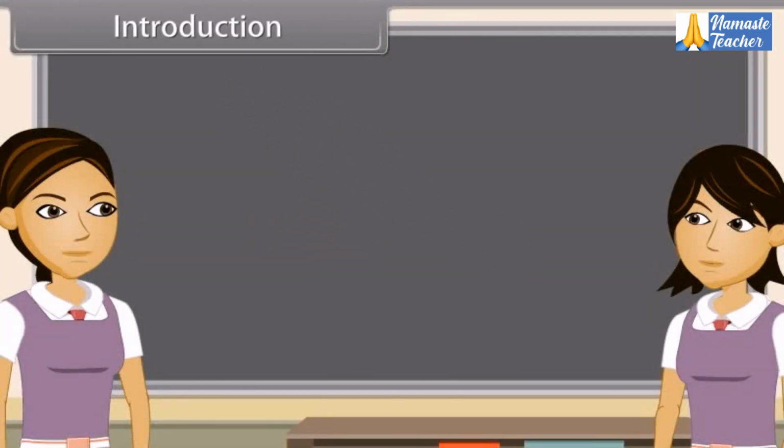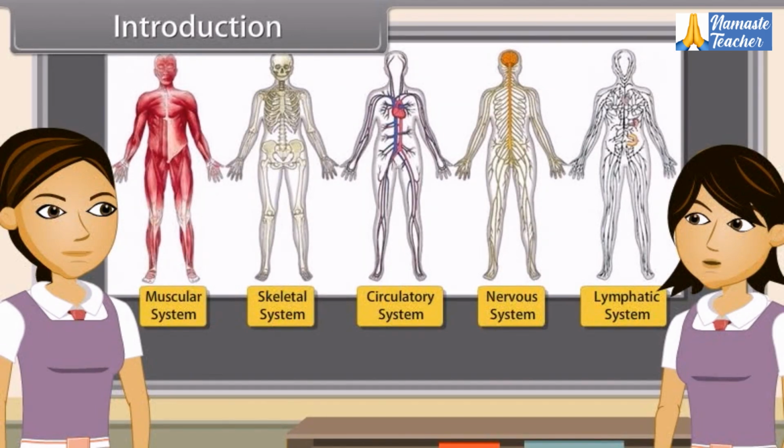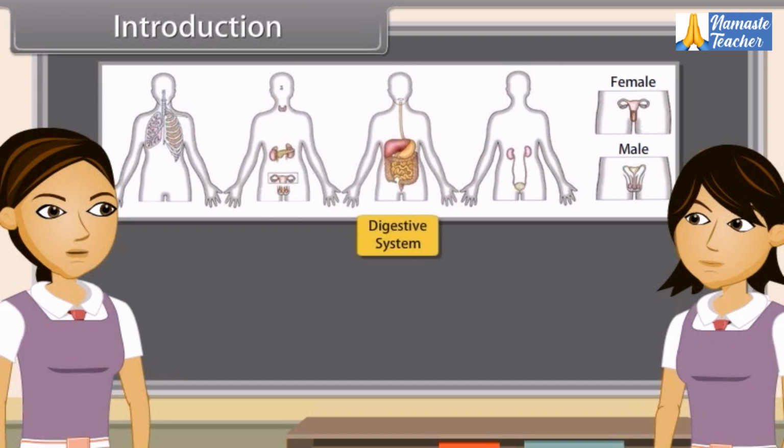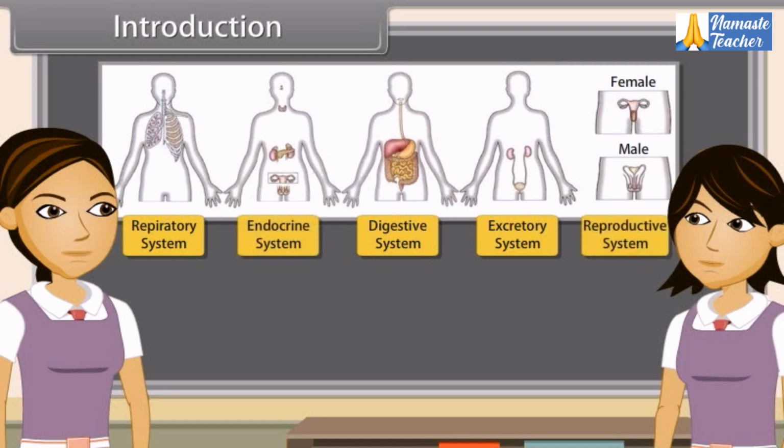Introduction. As we already know, the body of higher animals like man is formed of a number of organ systems. Yes, some of the examples are digestive system, respiratory system, circulatory system, excretory system, etc. So we can say that each system is specialized to do a specific function such as nutrition, digestion, respiration, transport of materials, excretion, respectively. In each system, all the organs work together so that the whole system can work properly.